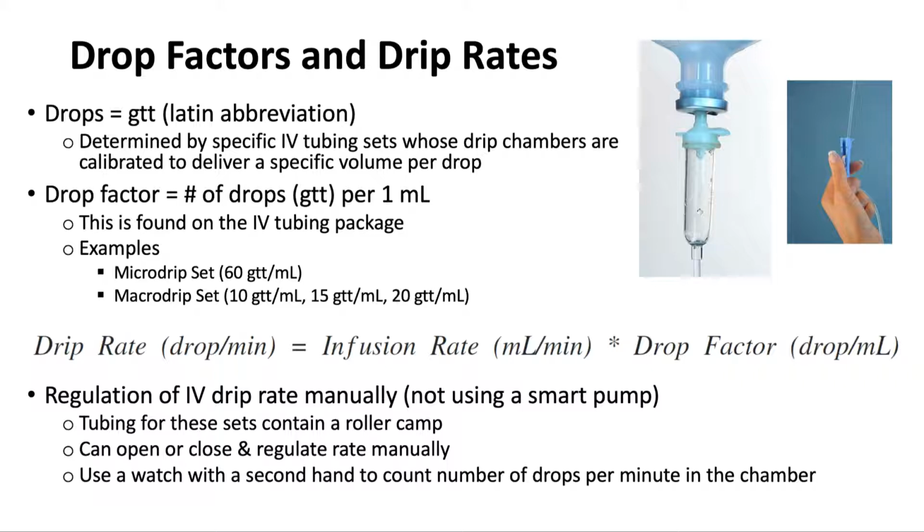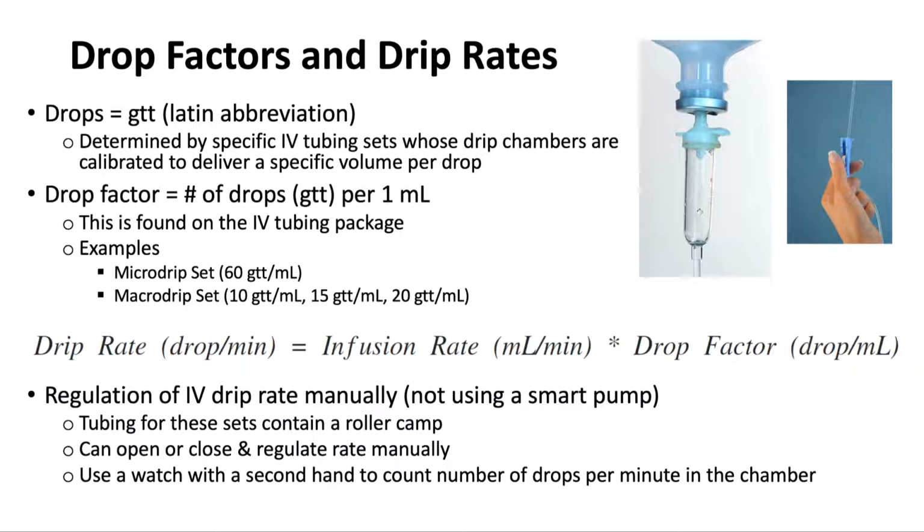So the drip rate is measured in drops per minute. And that's often what the nurse needs to know: how many drops per minute do I give this IV fluid at? And that is a combination of an infusion rate in milliliters per minute times the drop factor, which is from the set. And that drop factor is expressed in drops per milliliter. You can see when you multiply the infusion rate by the drop factor, the units of milliliter cancel, and you would end up with drops per minute.